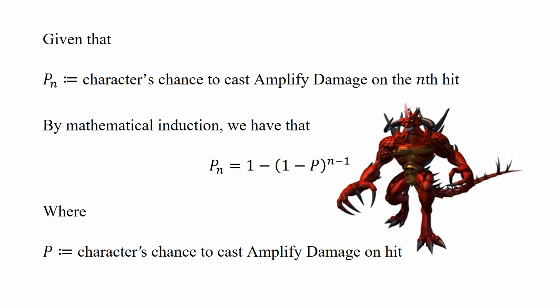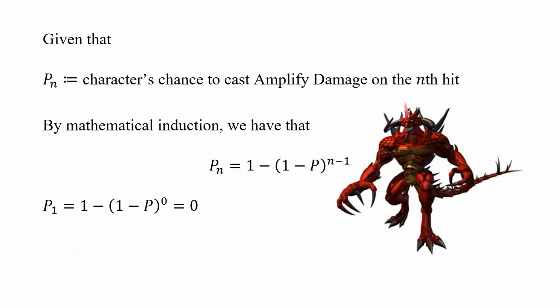And let's just check that this is consistent with what we've observed thus far, right? So on the initial hit, we should never have a chance to get a reduction to the target's physical resistance. Let's see if that's true. So P sub 1 is just going to be 0, substituting n equal 1. That checks out. So we cannot have a reduction to the target's physical resistance on the first hit. What about the second hit? So we saw from the previous tree that we should have a probability proportional to P, that is the chance that the first hit actually triggered Amplify Damage. And that's exactly what we have. You plug in n equal 2, and you just see that P sub 2 is equal to P.